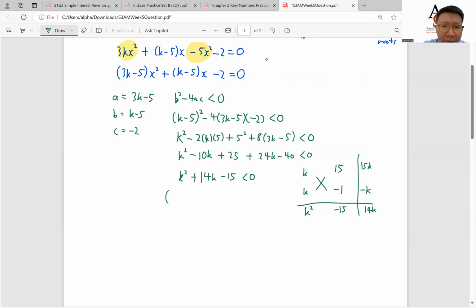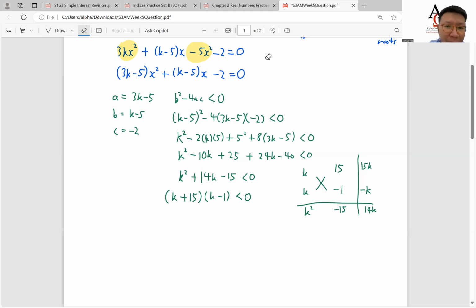Factorizing this, we have (k plus 15)(k minus 1) less than 0. A common misconception among students is that they will just apply the sign to both. But this is incorrect. Just because their product is less than 0 doesn't mean that individually they can be less than 0. A good example would be you can take a positive number, multiply by a negative number, and you still get a negative number. So it shouldn't both be negative.